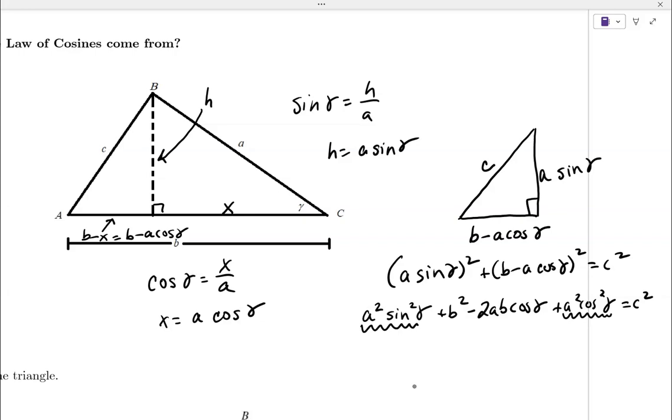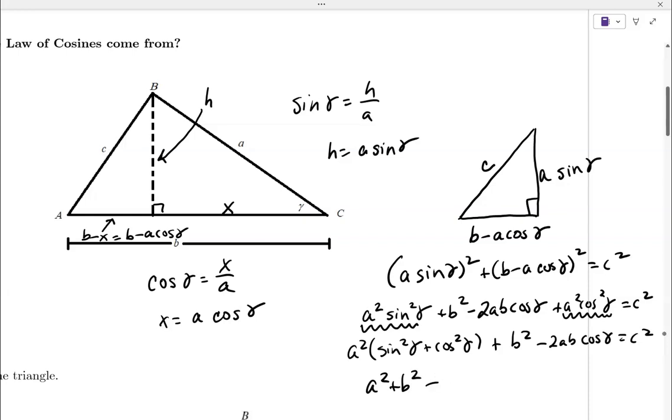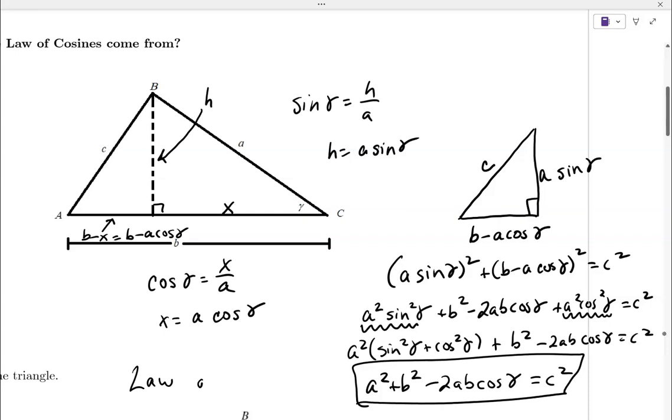So notice that if I factor out a squared, you're left with sine squared plus cosine squared there, right? So I can write that as a squared times sine squared gamma plus cosine squared gamma plus b squared minus 2ab cosine of gamma equals c squared. And you just said a second ago, sine squared gamma plus cosine squared gamma equals 1. So we get a squared plus b squared minus 2ab cosine gamma equals c squared. And this is what's known as your law of cosines.